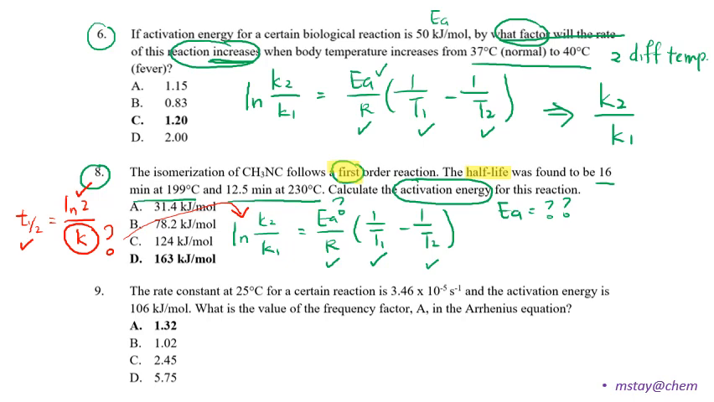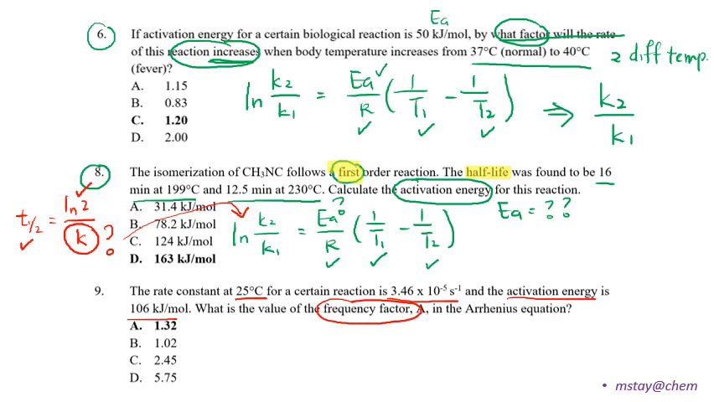Question number 9. The rate constant at 25 degrees Celsius for a certain reaction is 3.46 exponent negative 5, and the activation energy is 106 kilojoule per mole. What is the value of the frequency factor A in the Arrhenius equation?